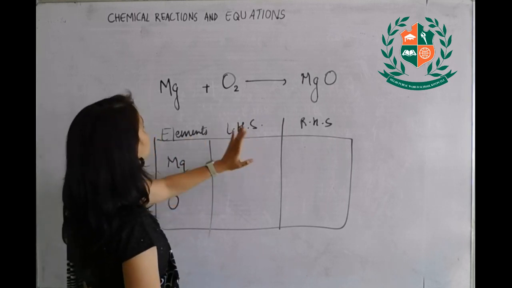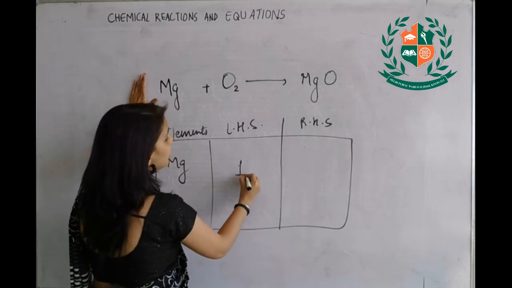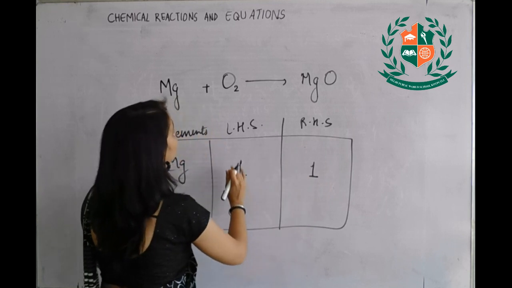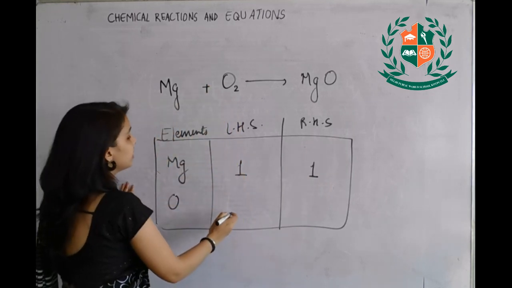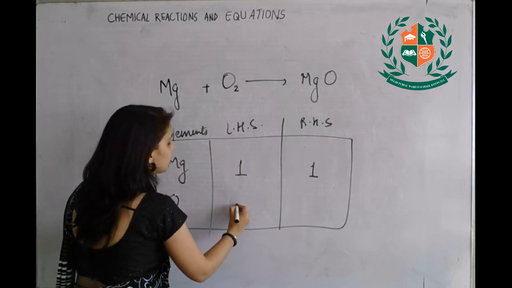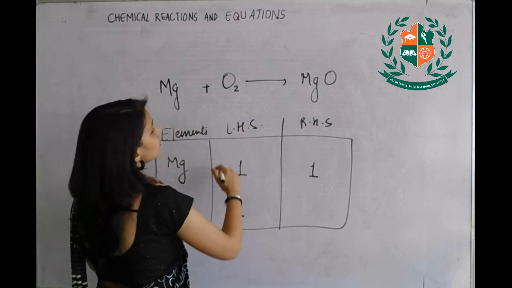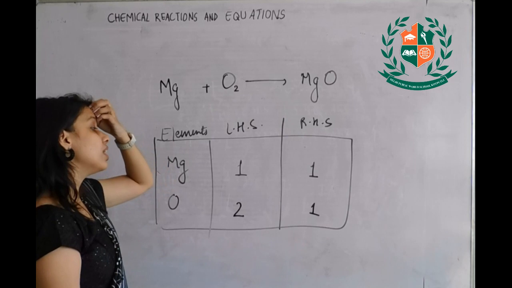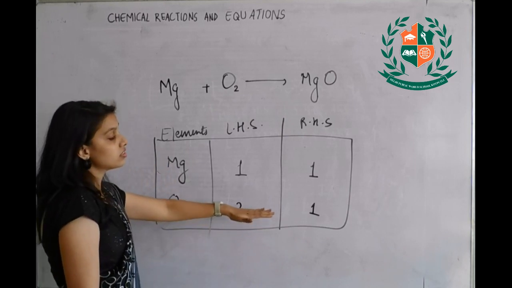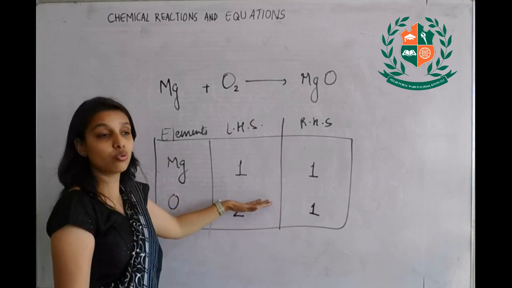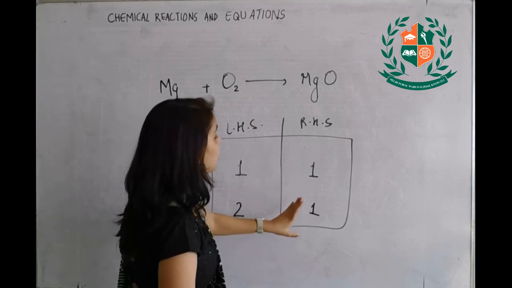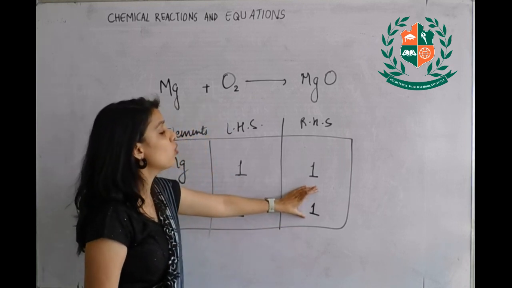Now on the left hand side we have 1 atom of magnesium, and on the right hand side 1 atom as well. The second one is oxygen, where we have 2 oxygen atoms on the left hand side and 1 on the right hand side. First we need to balance the oxygen, since it is unequal; magnesium is already equal. So in order to balance it, we will try to multiply with a whole number.